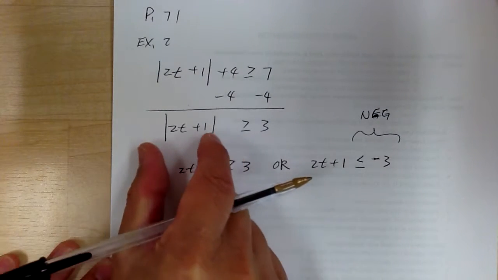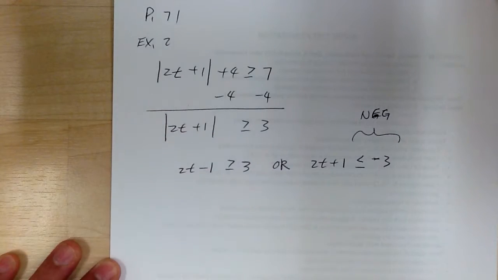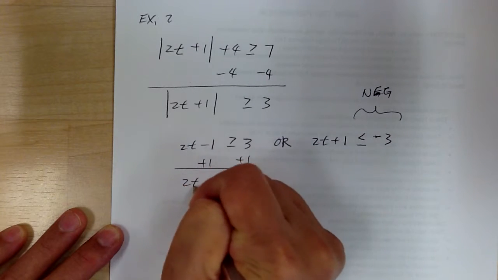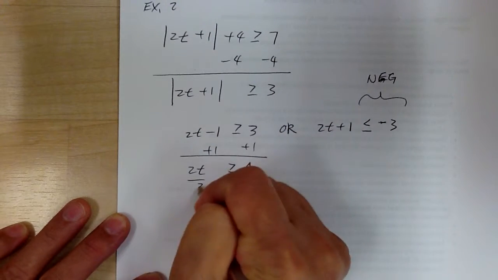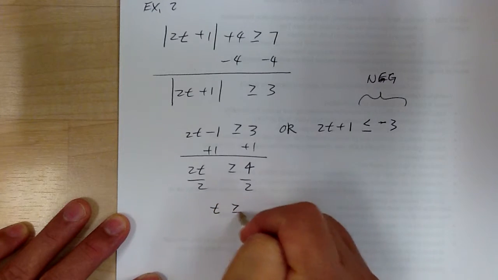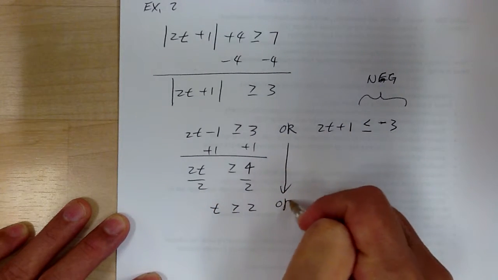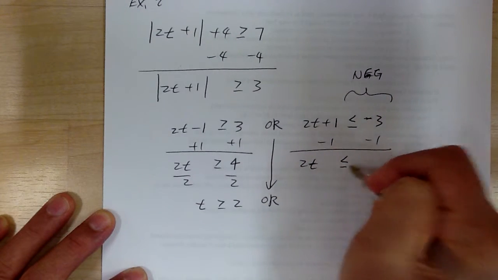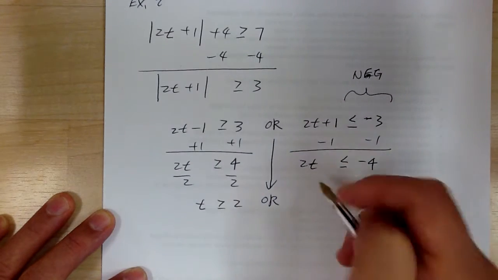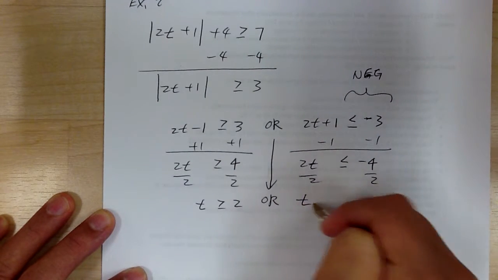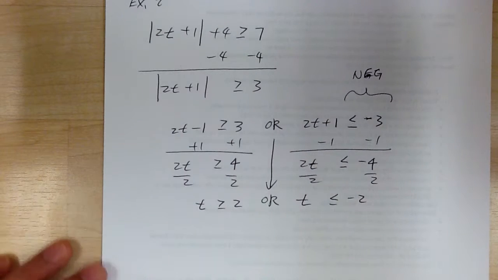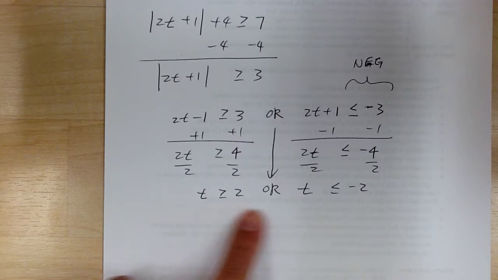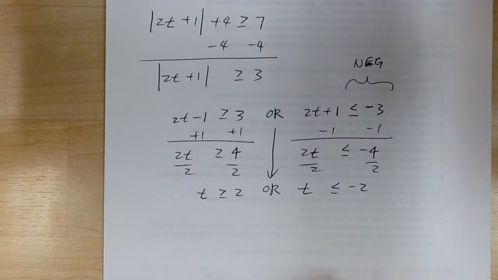So again, remember, you need to get it by itself first before you separate. Okay, so now you're ready to solve. So plus 1 on both sides. So you got 2t greater than or equal to 4 divided by 2 divided by 2. So t is greater than or equal to 2. Now remember to drop the or. Over here, you minus 1 on both sides. So 2t is less than or equal to negative 4 divided by 2 divided by 2. So t is less than or equal to negative 2. Okay? And what you want to do is make a quick sketch to make sure that this is the final answer, because sometimes this may not be the final answer.